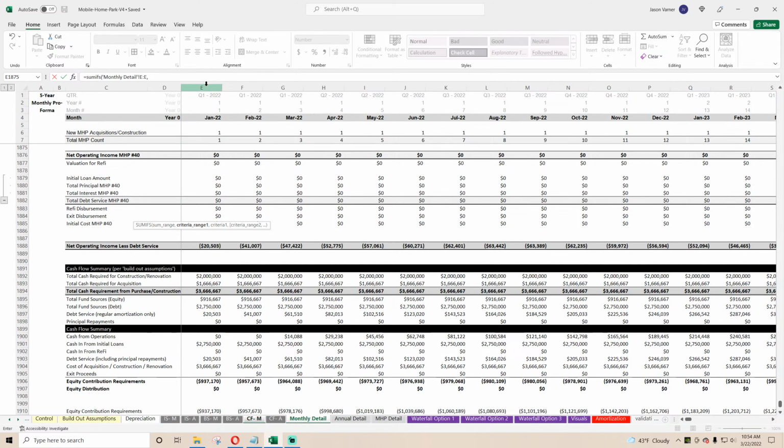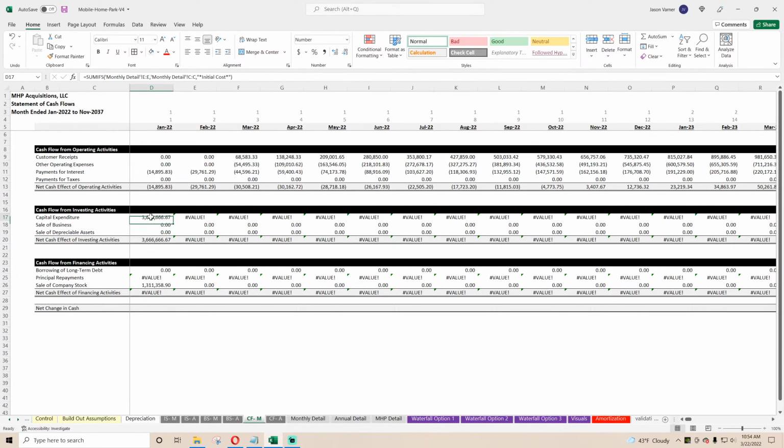Here, if column C has any text saying initial cost, that will be a negative number. And really, this is purchase is development. MHP purchase, acquisition, development, land.